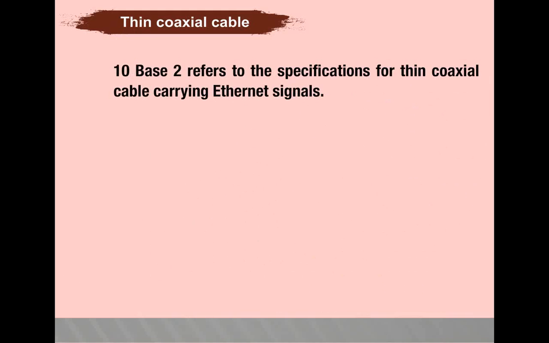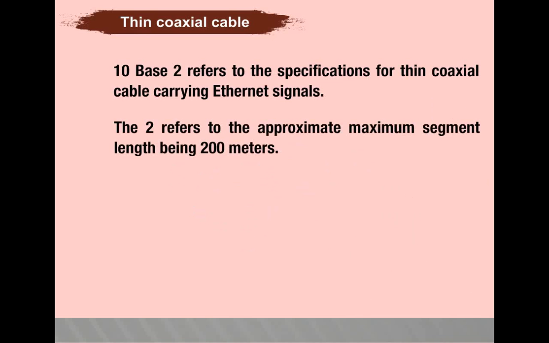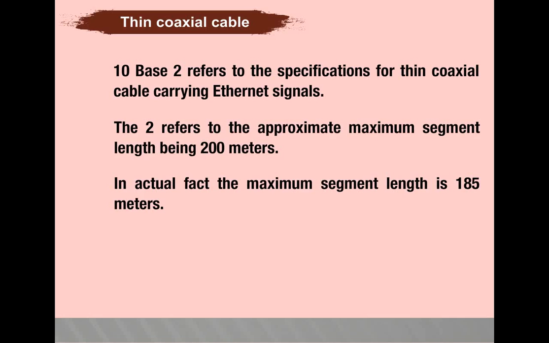10-2 refers to the specification for thin coaxial cable carrying Ethernet signals. The 2 refers to the approximate maximum segment length being 200 meters. In actual fact, the maximum segment length is 185 meters.